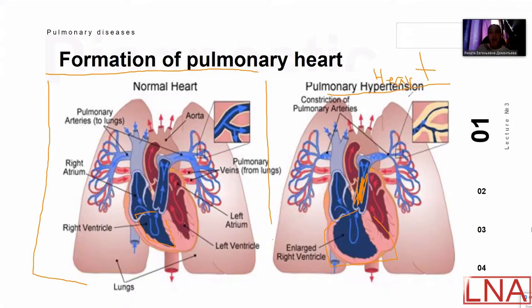And pulmonary hypertension means that the level of the blood pressure in the pulmonary arteries increases from the normal level, yes. Look, is the mechanism of formation of pulmonary heart clear for all of you? Because it's very important to understand the mechanism of development of edema in patients with respiratory diseases. You can answer me by your voice. Is it clear for all of you?